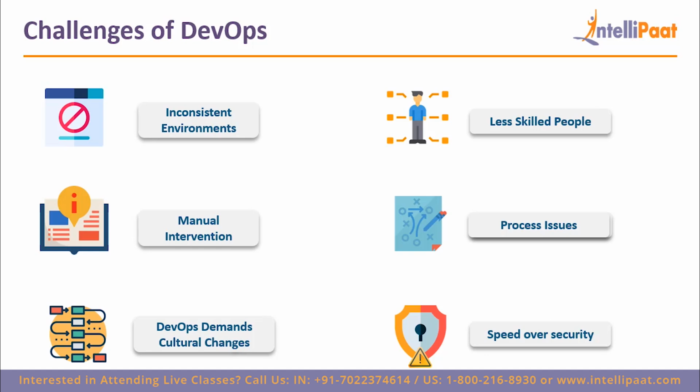So for inconsistent environments, implementing DevOps means that the code has to move around different departments that might have different configurations and environments. Right, inconsistent environments throughout the organization may result in bugs and errors that can take hours to fix, right? And when we talk about manual intervention, DevOps also requires manual intervention, guys.